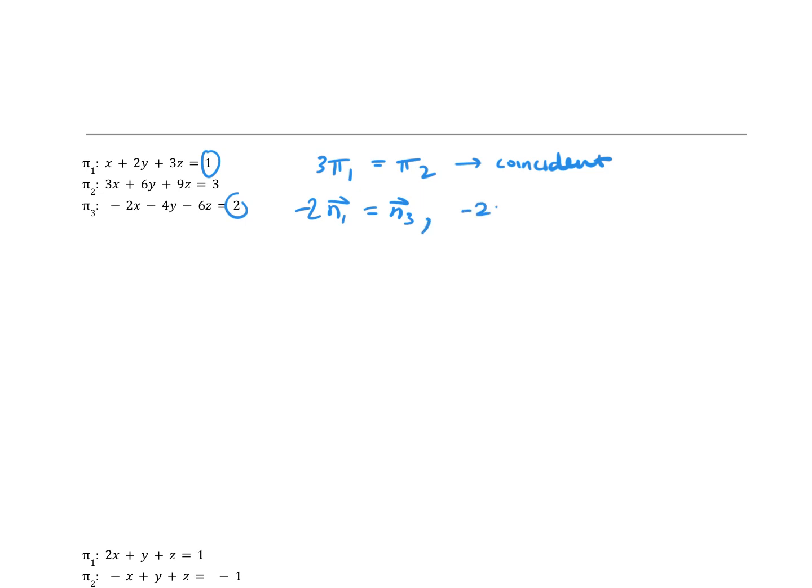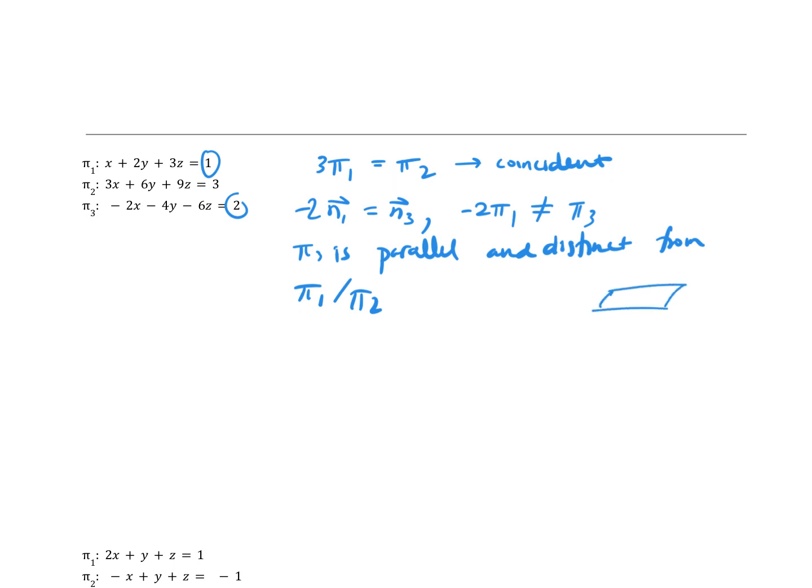So if I try to do negative 2 times plane 1, I'm not going to get plane 3. So plane 3 is parallel and distinct from plane 1 and plane 2, because those ones are coincident. So what we have here is one plane here, and then two planes that are on top of each other here. So there is no common intersection. Plane 1 and plane 2 have an infinite number of points of intersection, but all three together have nothing in common.